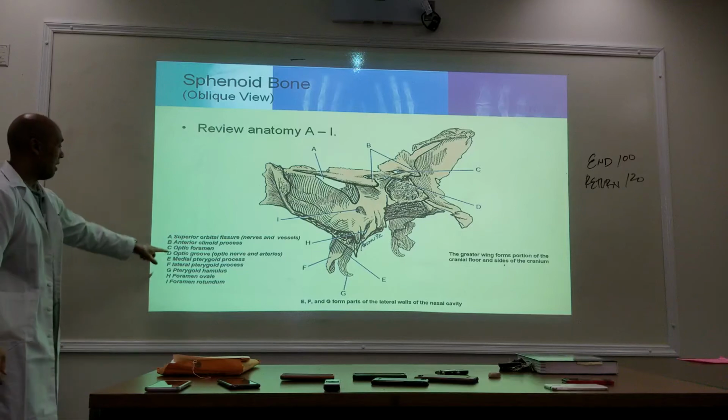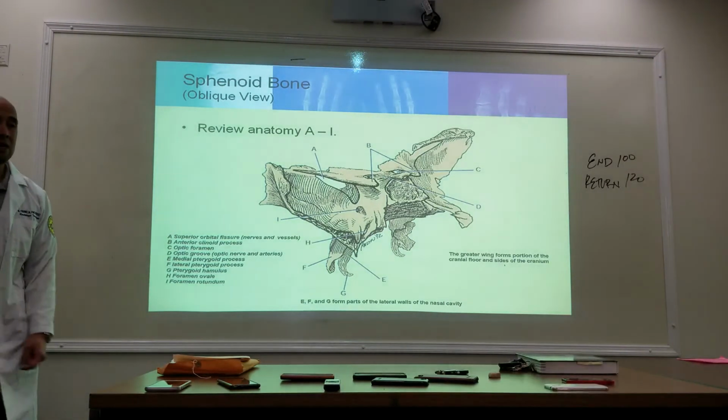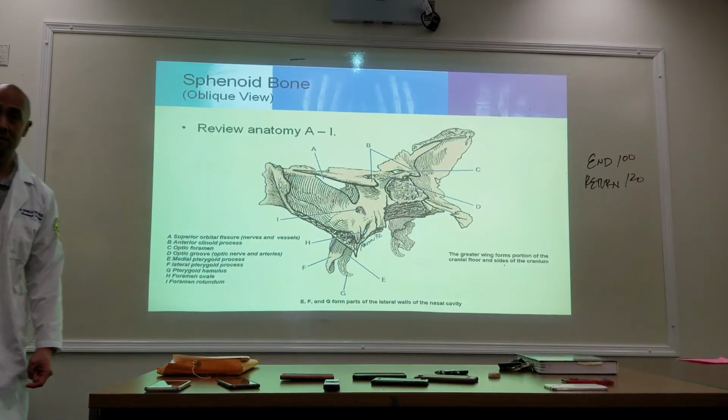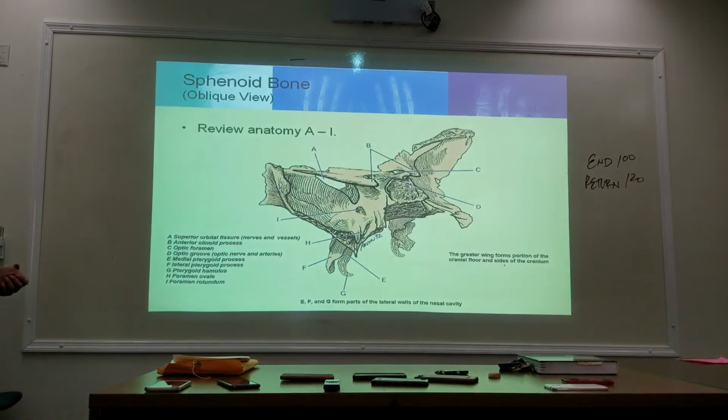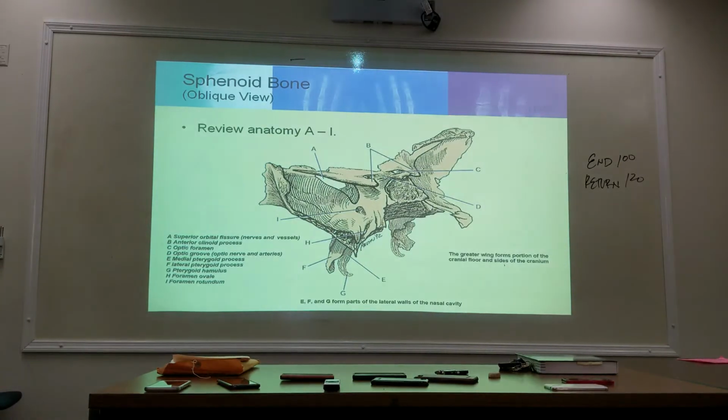All right, now we have the optic foramen. The optic foramen gives way for the optic nerve, as well as the optic groove, which allows passage. It is a groove that the nerves and the arteries sit upon. It's kind of like a passage, a tunnel, if you will.